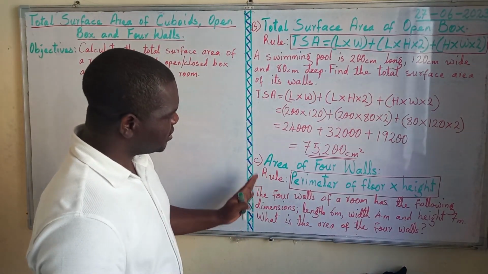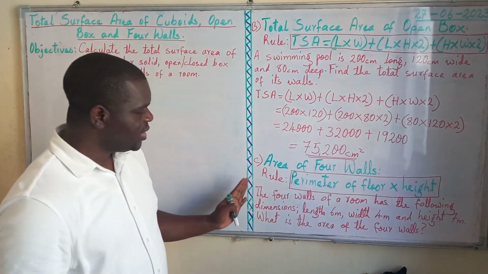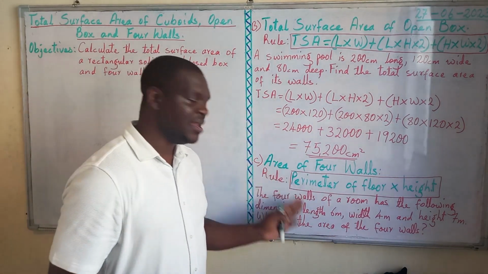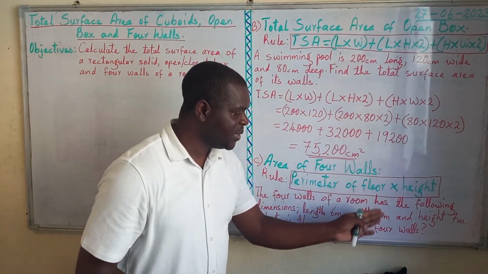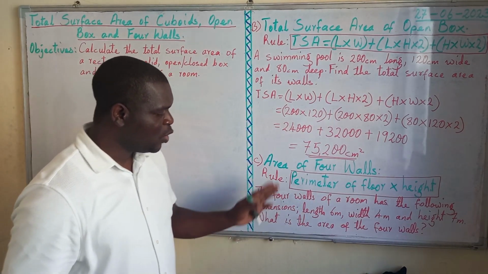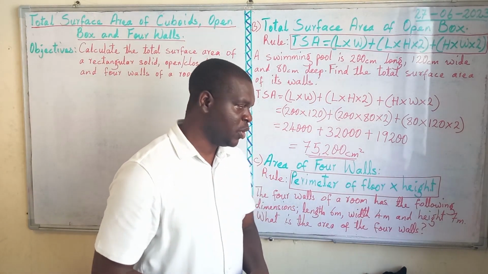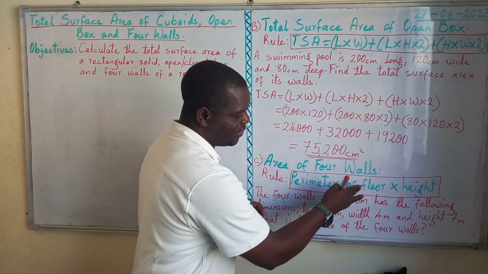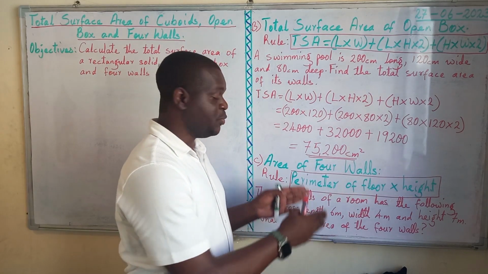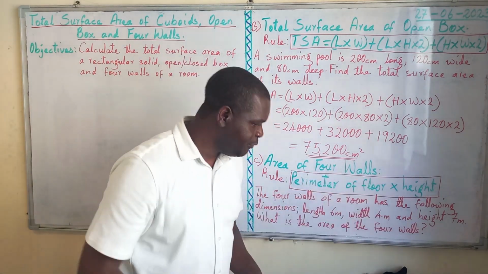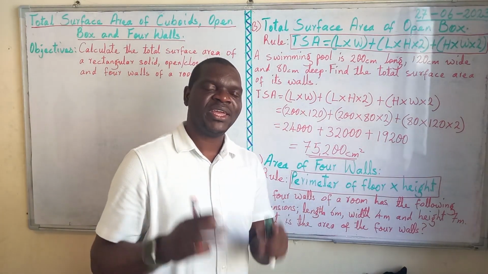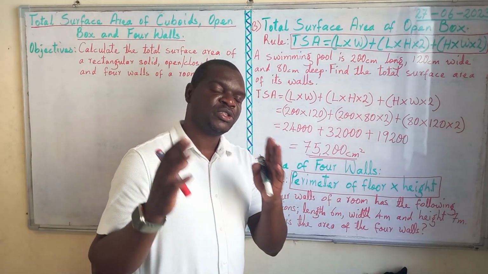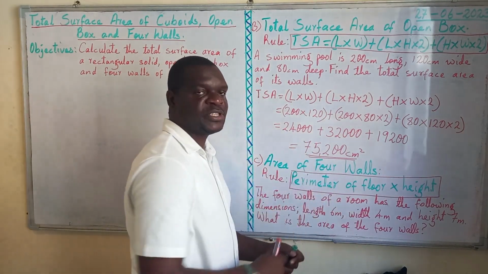Now, in this case, the area of 4 walls. The 4 walls of a room have the following dimensions. The length is 6 meters, the width is 4 meters, and the height is 7 meters. What is the area of the 4 walls? Now, the rule here states that you find the perimeter of the floor times the height. And we know the perimeter of a rectangular floor is length plus width times 2. So let's apply this rule and substitute with the following figures to find the area of these 4 walls.